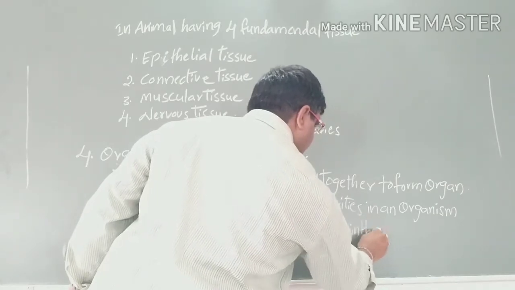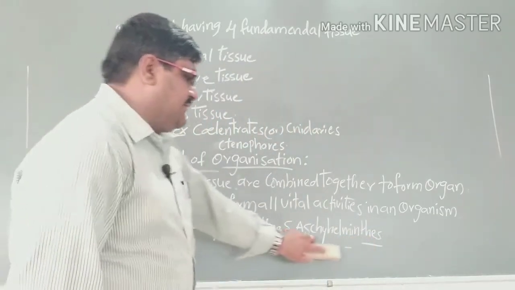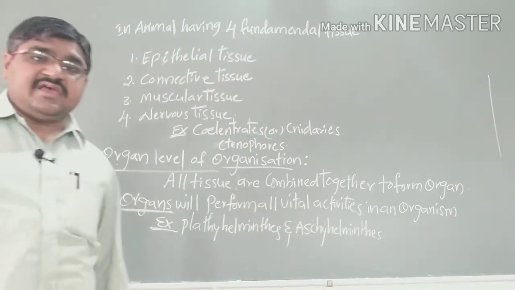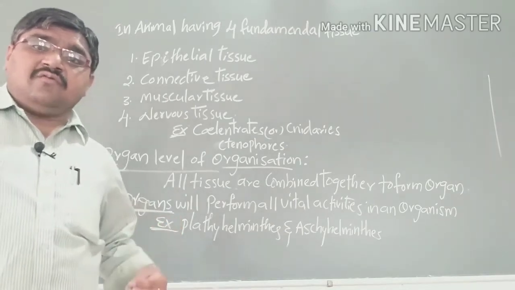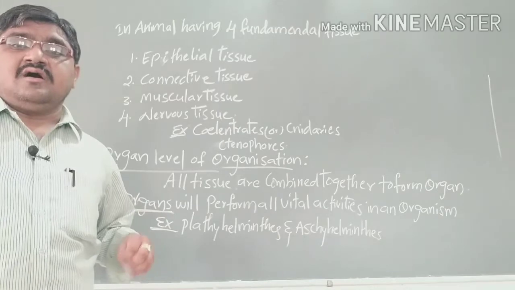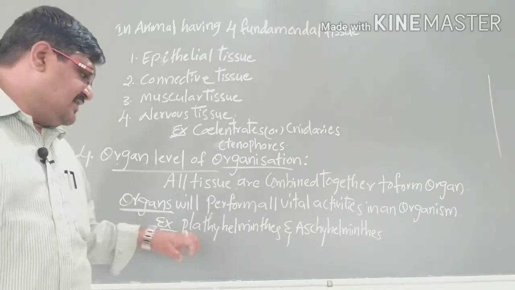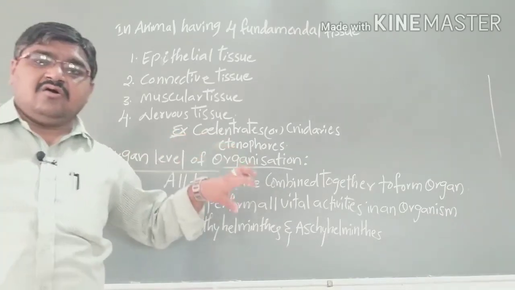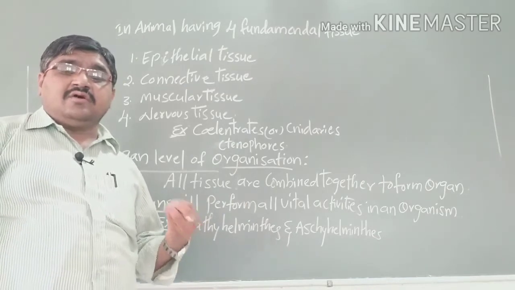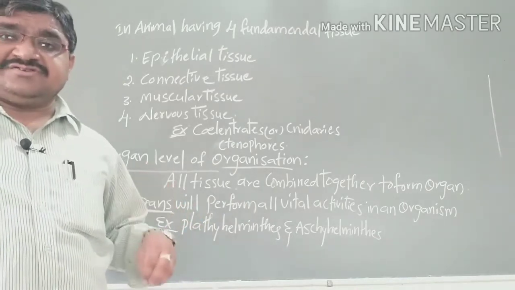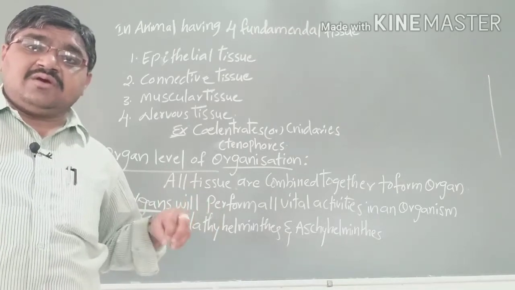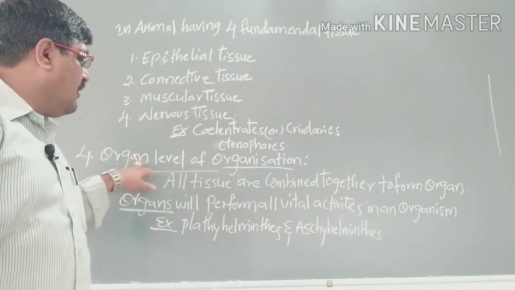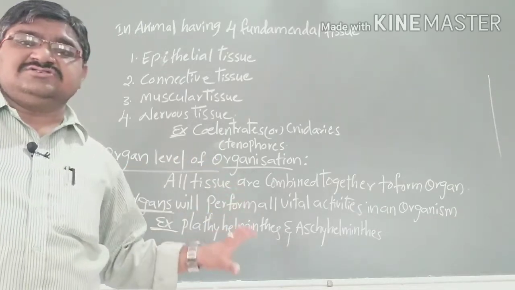We can see this in the Platyhelminthes and Aschelminthes. So we have these two phyla where the organ level grade of organization is present. That is, all organs will perform the functions, a specific function in an organism. All the tissues are combined together to form organs, and organs will perform the function, so we can call it the organ level of organization.